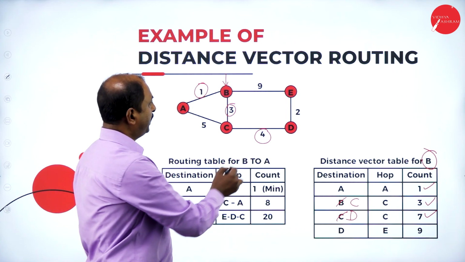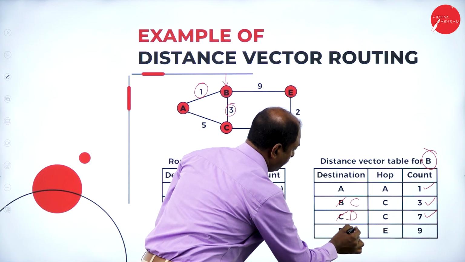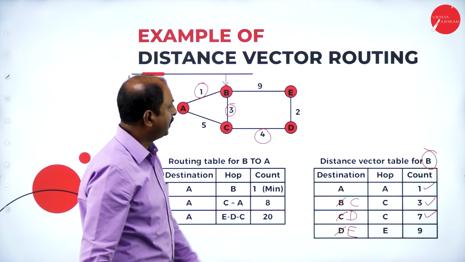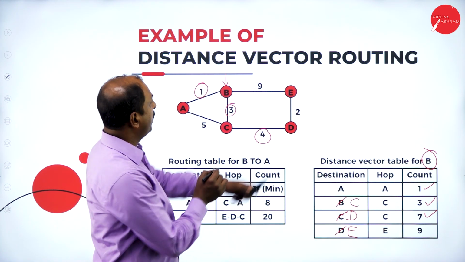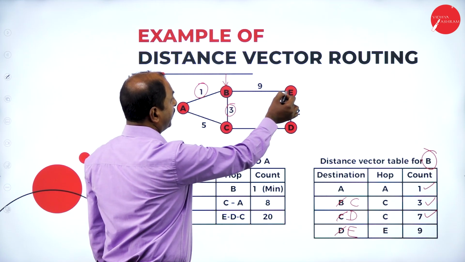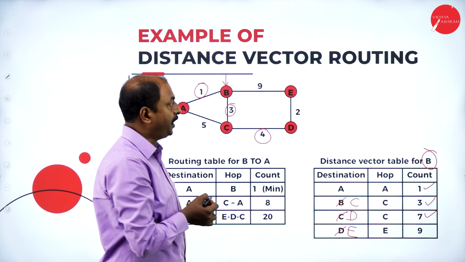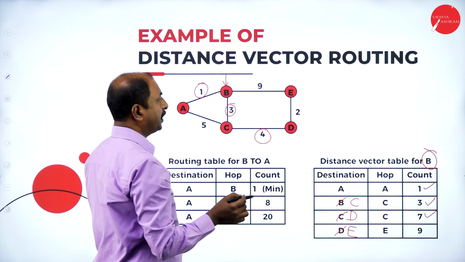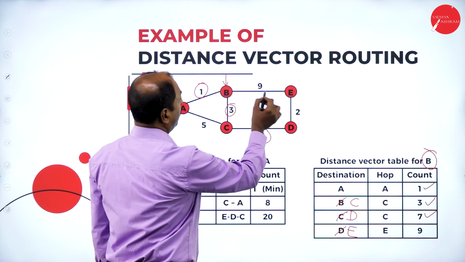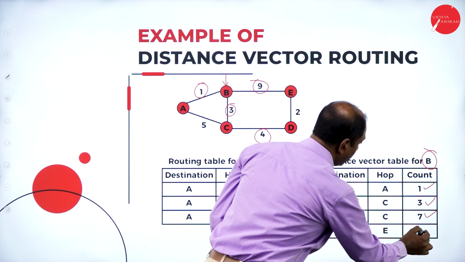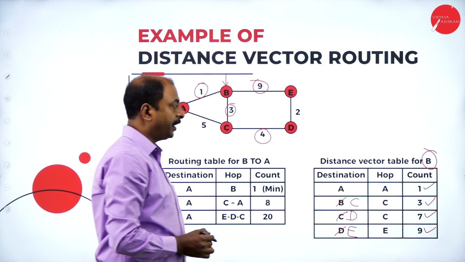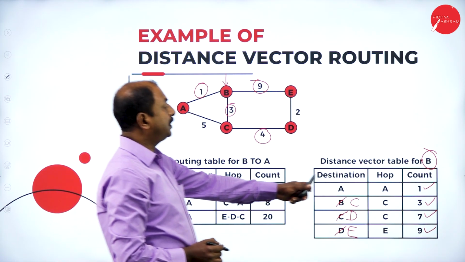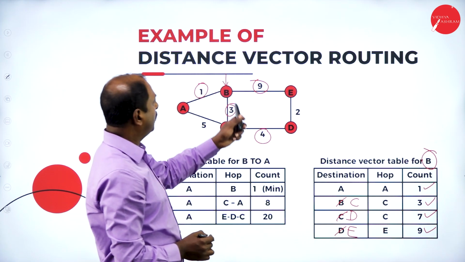Next one is the destination E. If the destination is E, B is directly connected to node E, without any intermediate network devices. So from B to E, count is 9. So this is the distance vector table for B.